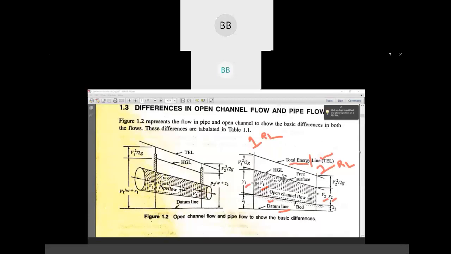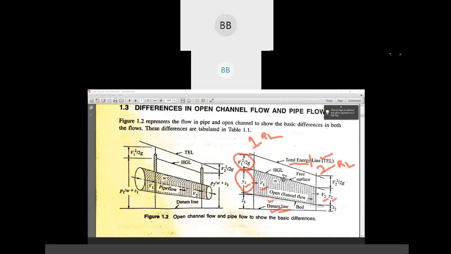In specific energy, we have kinetic energy head and potential energy head. If we add these two, we get specific energy. That means if we calculate energy with respect to the bottom or bed of the channel, that energy is called specific energy. If we calculate energy with respect to the reference line or datum line, that energy is called total energy.